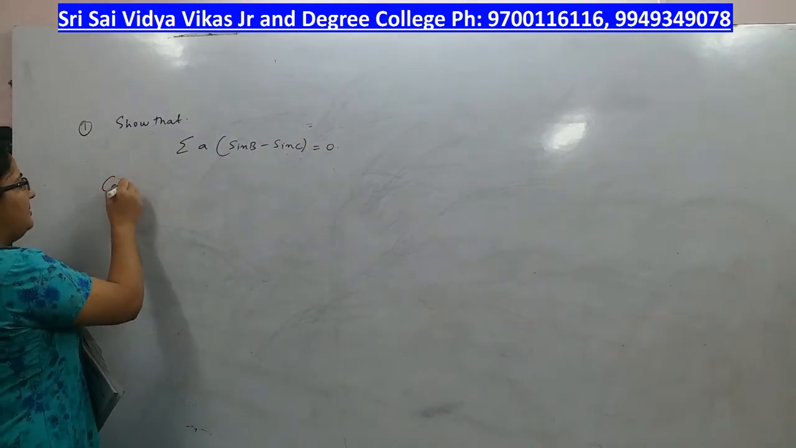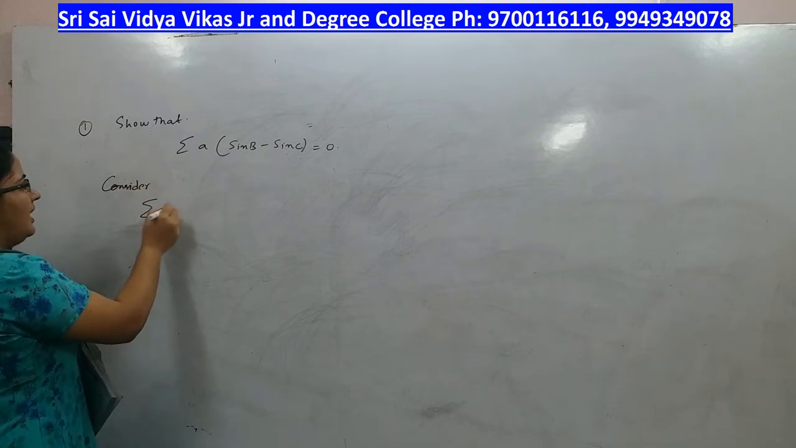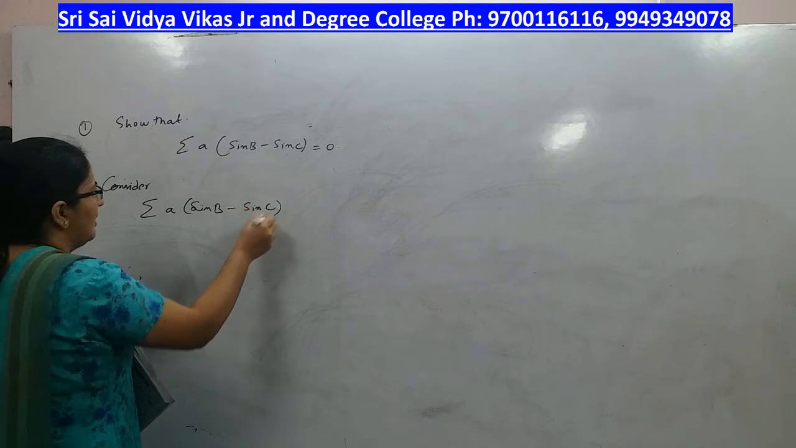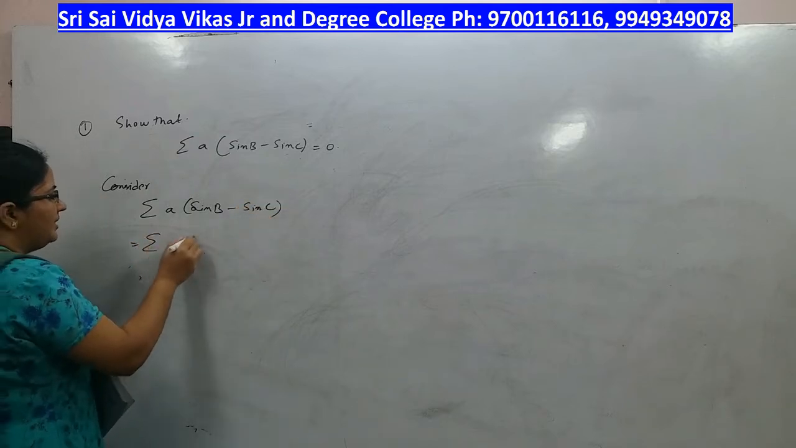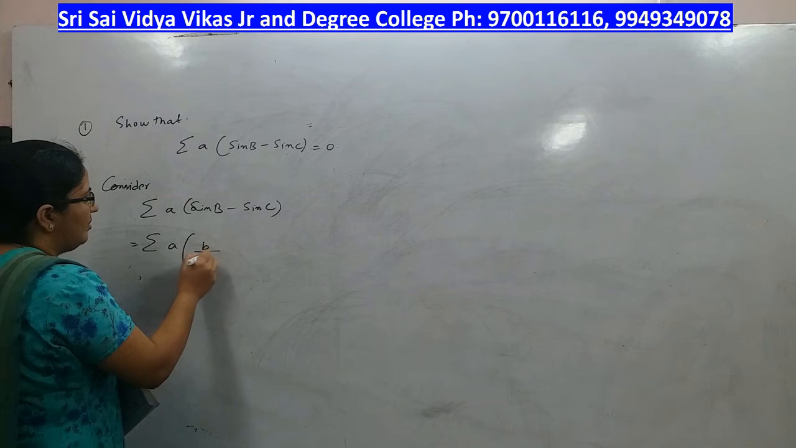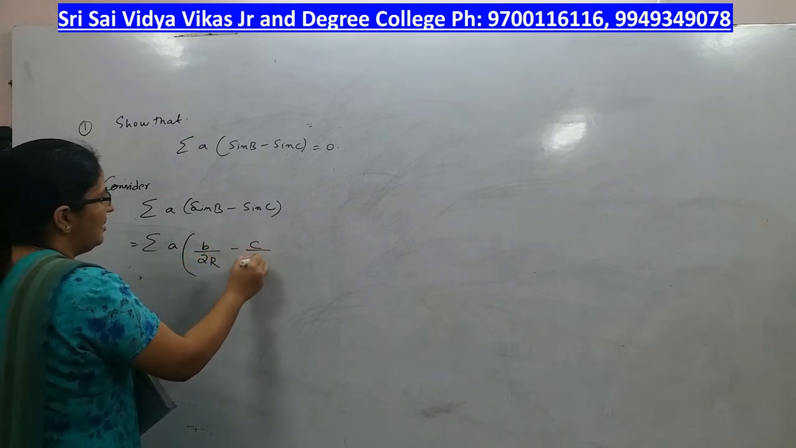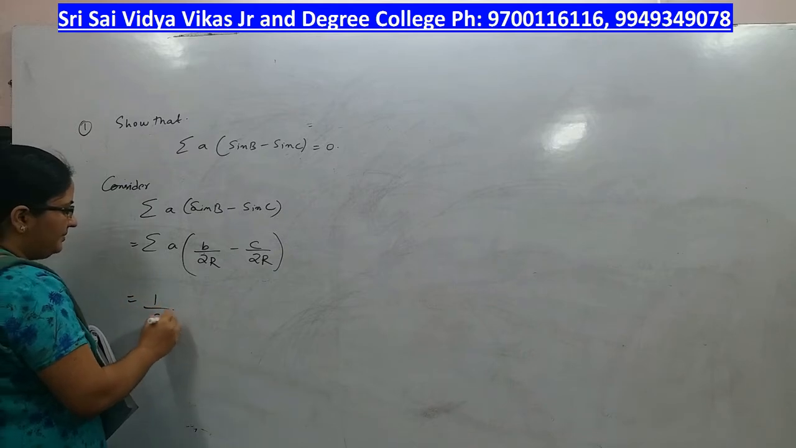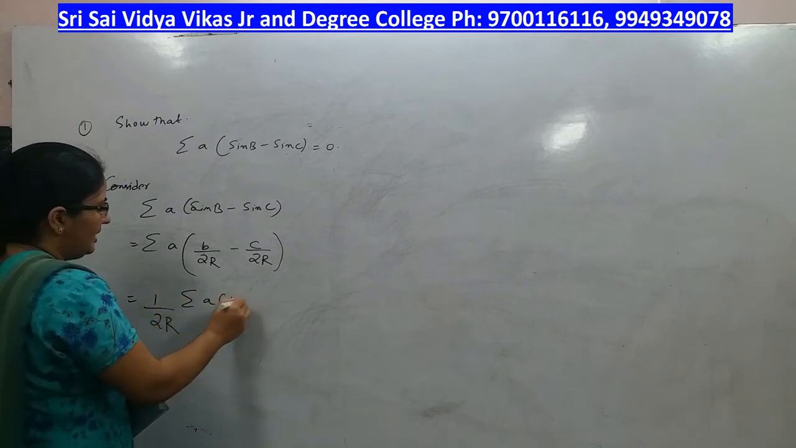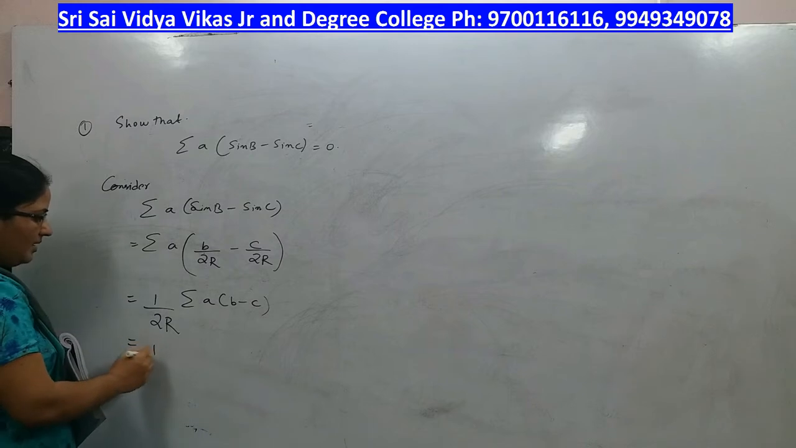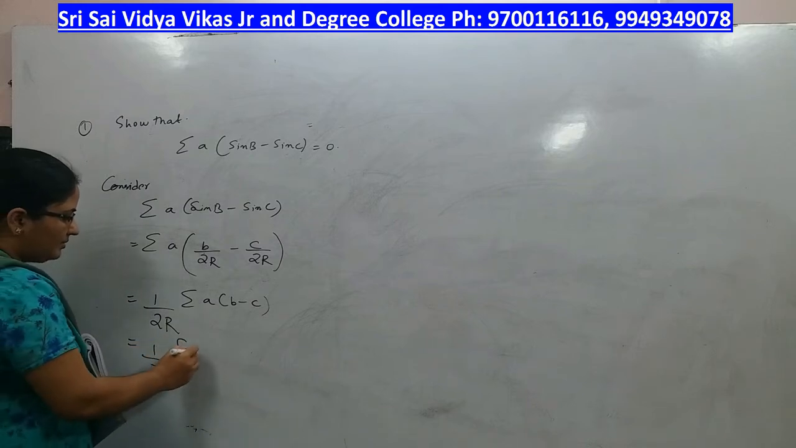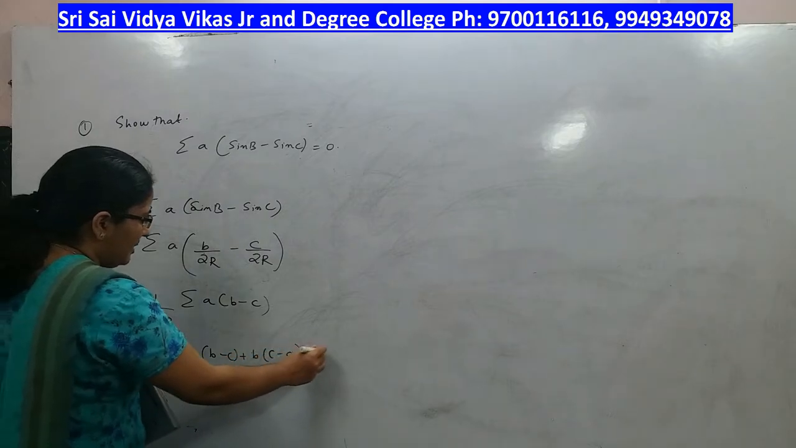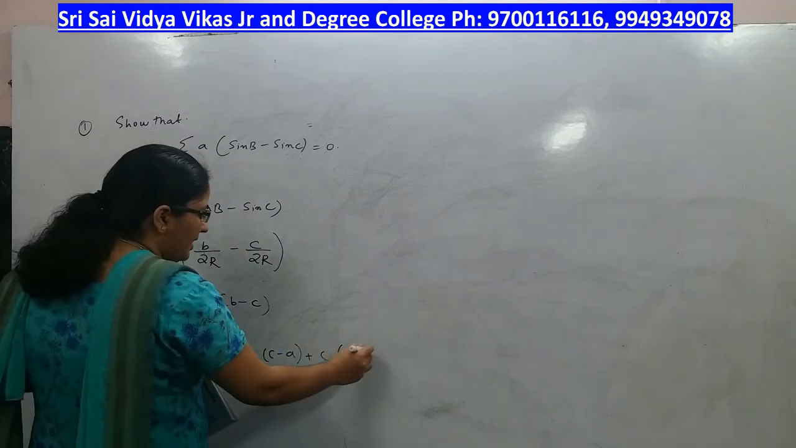Now consider summation a (sin B minus sin C). Sin B is b by 2R and sin C is c by 2R. Take 1 by 2R out. You have summation a into (b minus c). If you open this, 1 by 2R, a into (b minus c) plus b into (c minus a) plus c into (a minus b). This is what you get.